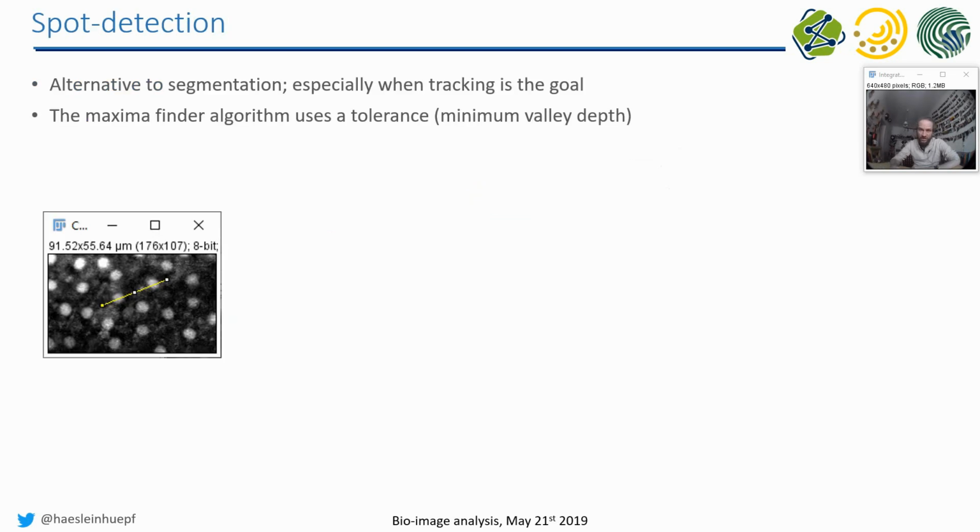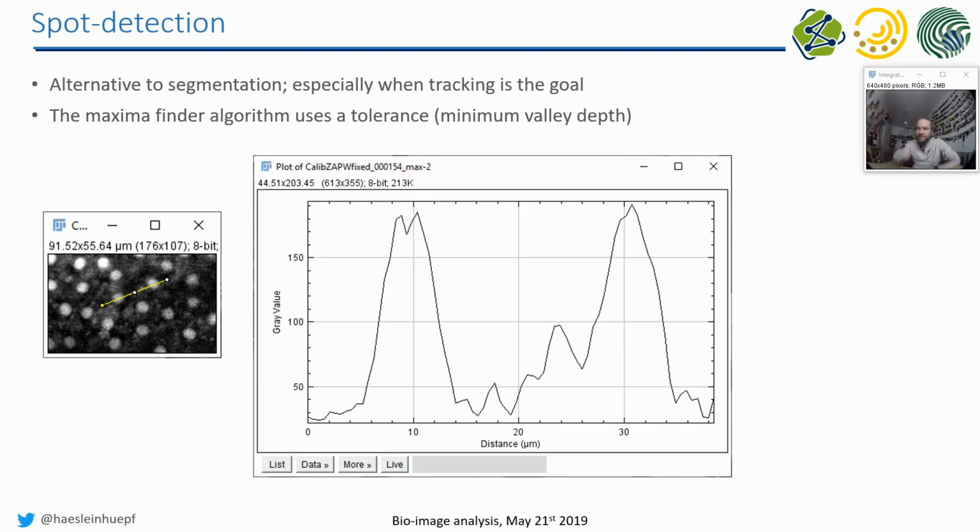So what does spot detection mean in a bit more detail? We look here at an image, and I draw a line through these two nuclei. So we are looking at nuclei in a Drosophila embryo dataset. And I will now plot the signal along this line, and I get a plot like this. And if we do spot detection, what we actually do is search for local maxima in this plot or in the whole image. This plot now represents a one-dimensional image. It's just the pixels along the line, but we can also search for maxima in a two-dimensional or even three-dimensional image.